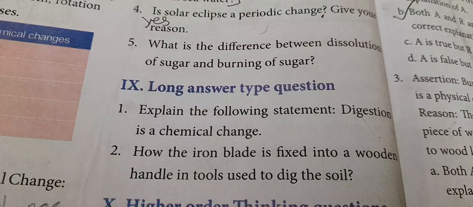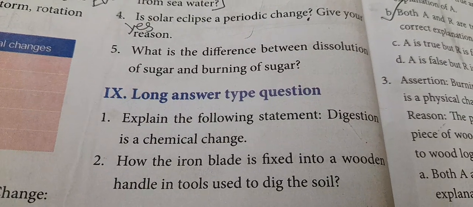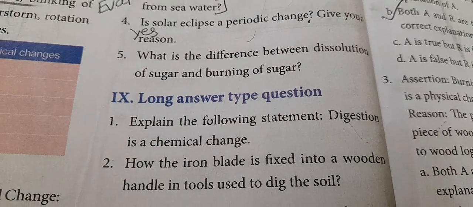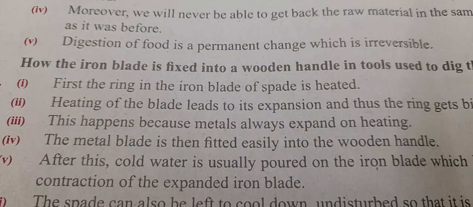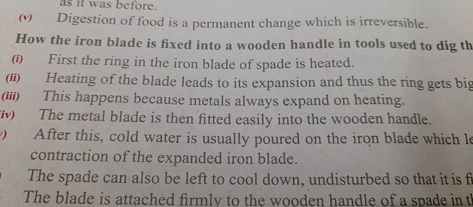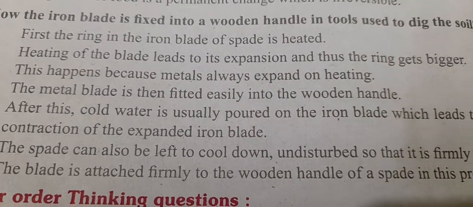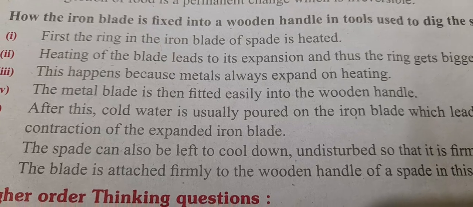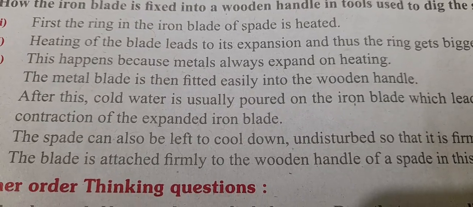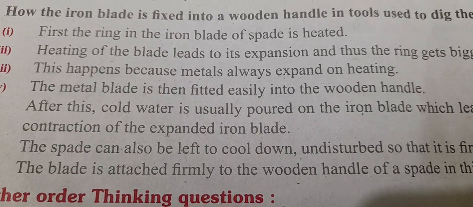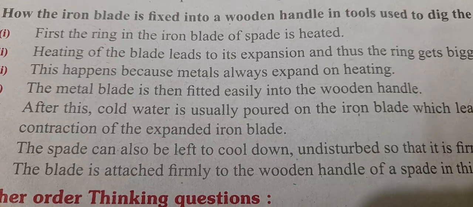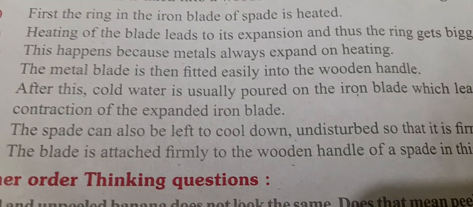Next, how the iron blade is affixed into a wooden handle in tools used to dig in the soil. First, the ring in the iron blade of a spade: heating of the blade leads to its expansion and thus the ring gets bigger. This happens because metals always expand on heating. The metal blade is then fitted easily into the wooden handle.